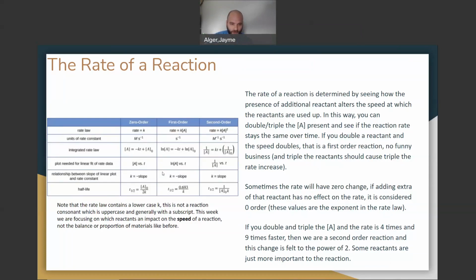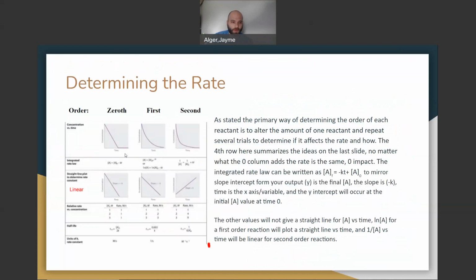So we have to plot our data, as you see on the next slide, either as concentration versus time, or 1 over concentration versus time, trying to figure out which means of graphing it gives you a linear graph and which means of graphing it gives you a curved graph. And when you get that linear graph, negative k generally will give you your value that you need to calculate your rate law.